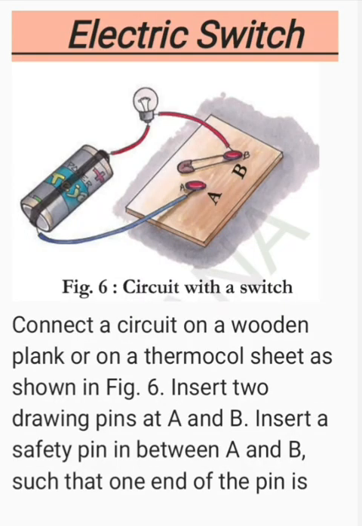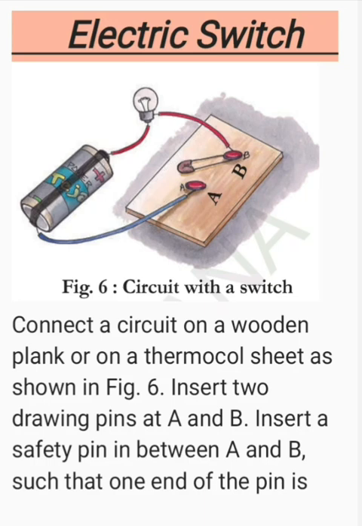Electric switch. Connect the circuit on a wooden plank or on a thermocol sheet as shown in Fig. 6. Insert two drawing pins at A and B. Insert a safety pin in between A and B, such that one end of the pin is completely in contact with B and the other end is left free. Now observe the bulb. In the above activity, the safety pin is used to close-open the circuit.